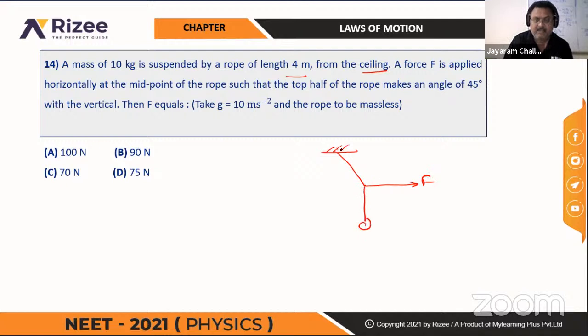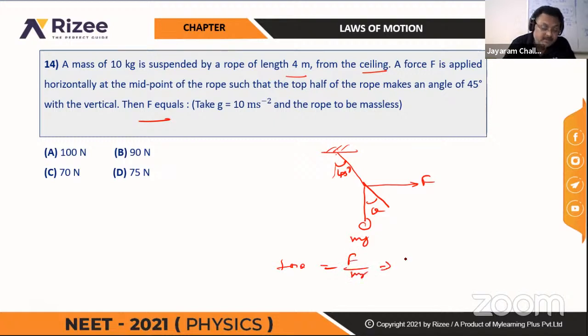The pendulum is being held and it's going to be making an angle of 45 degrees here. So we need to find out what he is asking, the F value. From this, this direction is going to be mg and this is also theta. So tan theta is equal to the opposite side by the adjacent side, which is F by mg.